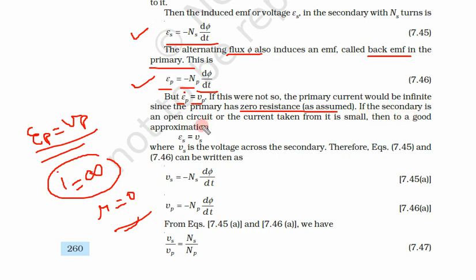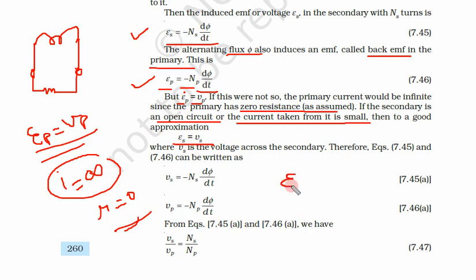Now in the secondary coil, we assume the secondary is open circuit. What is open circuit? Open circuit means nothing is connected on its end. So this is our secondary coil. Either it is open circuit or the current taken is small. So we have attached some resistance such that the current taken from this secondary coil is very small. In that case, ES is equal to VS. So epsilon S is again equal to VS. We are assuming in both cases that the resistance is very small or the current is very small.